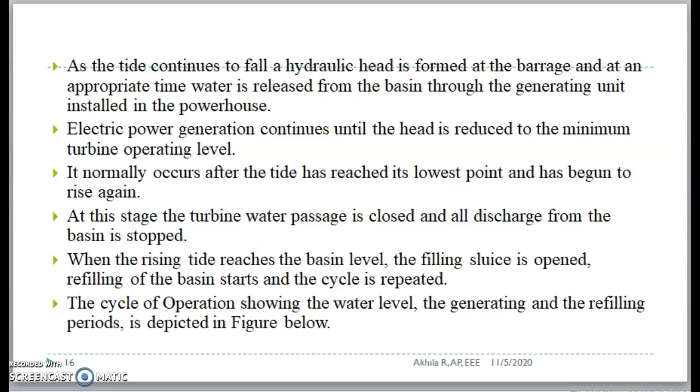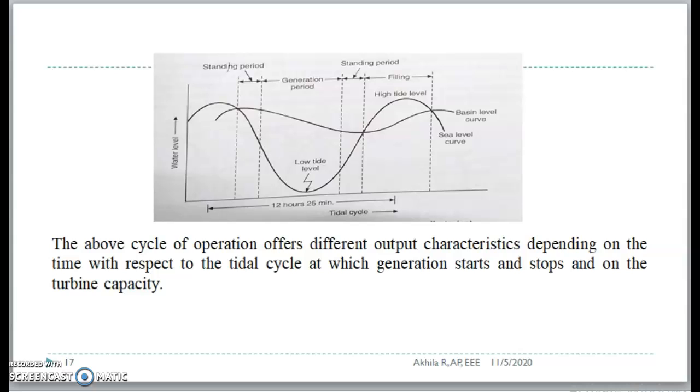It normally occurs after the tide has reached its lowest point and has begun to rise again. At this stage, the turbine water passage is closed and all discharge from the basin is stopped. Now when the rising tide reaches the basin level, the filling sluice is opened and the refilling of the basin starts and the cycle is repeated. The cycle of operation showing the water level, the generating and the refilling period is depicted in this figure. As you can see, this cycle of operation offers different output characteristics depending on the time with respect to the tidal cycle at which the generation starts and stops.